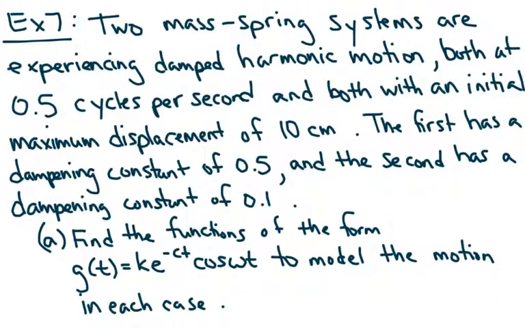First, we're going to find the functions of the form g of t is equal to k e raised to the negative ct cosine omega t to model the motion in each case. So let's start with the fact that the very beginning of the problem told us that both of these systems have a frequency of 0.5 cycles per second. So I'm going to use that to find my omega value.